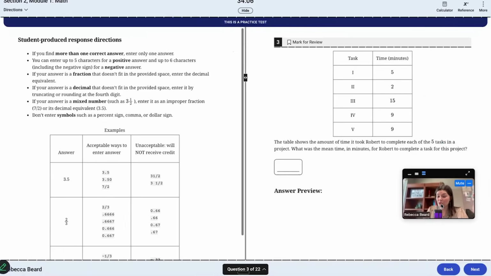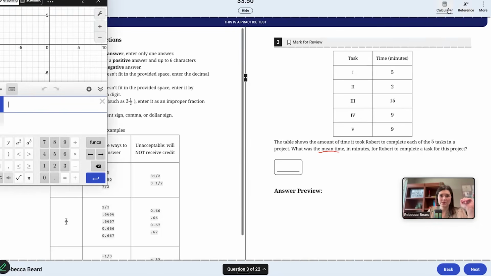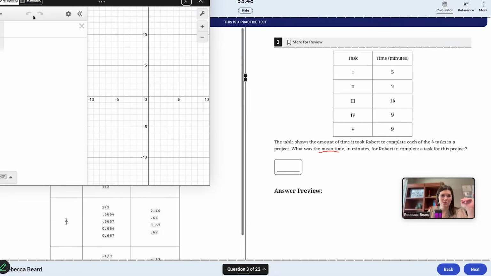Okay, so this is actually my first one I would consider using Desmos on. Can I do it pretty fast in my calculator? Yes, but I want to show you this cool hack. So it's saying, what is the mean time in minutes for Robert to complete a task of this project? So all you have to do on this one, and you'll see me pop up Desmos, and it's really handy.